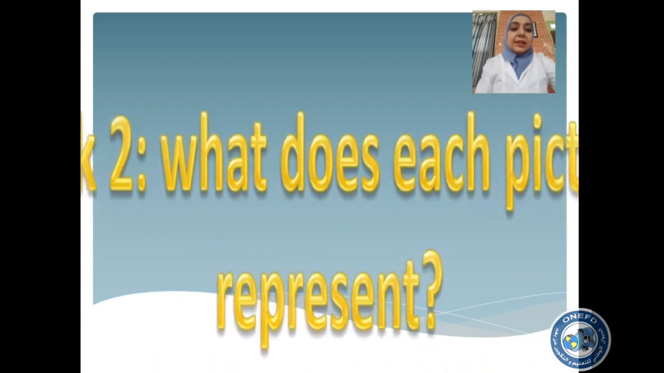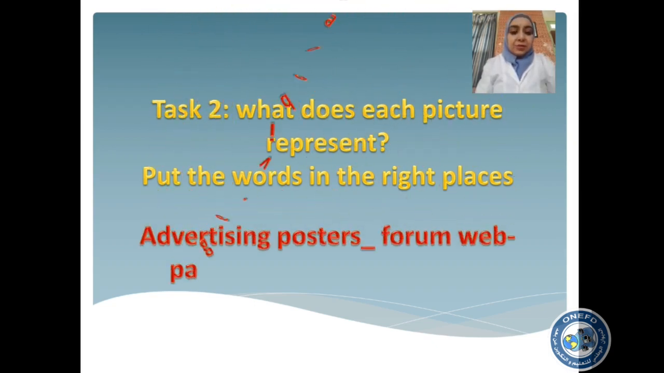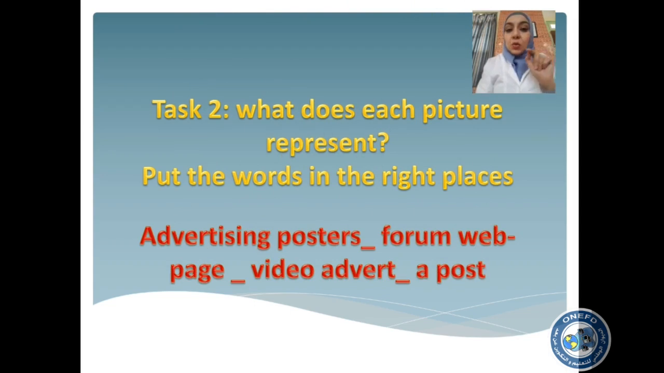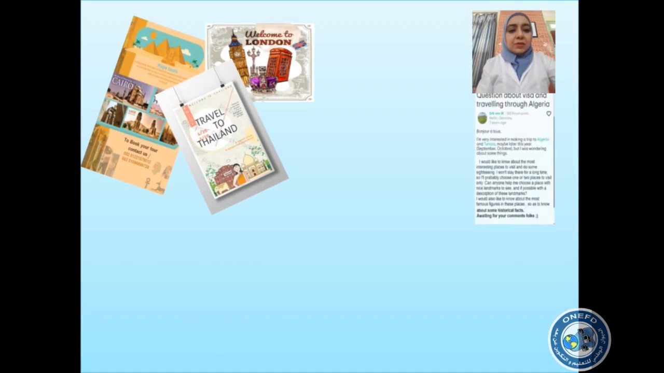Okay, good. Now, task number 2. What does each picture represent? Put the words in the right places. We have pictures and you will have to label them with these words in the right places: advertising posters, forum web page, video advert, and a post. Try to identify these in these pictures.